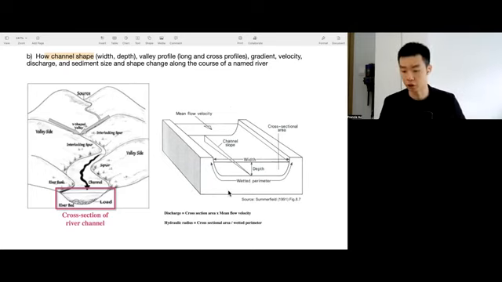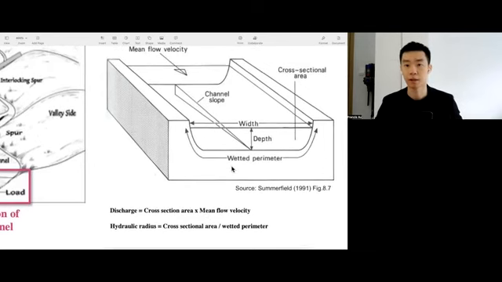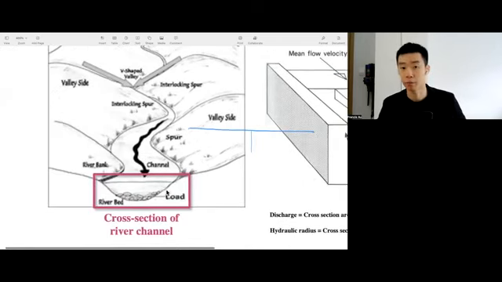So what is discharge? Discharge is the cross-section area times the mean velocity, average velocity. So let's take a look. The cross-section area is the average depth times the width. In reality, it's very difficult to calculate the depth because the channel shape on the riverbed is kind of irregular, not as clear-cut as in the diagram.